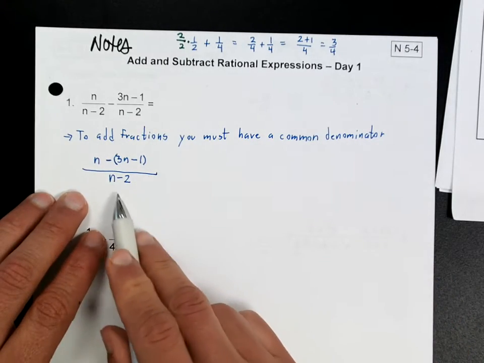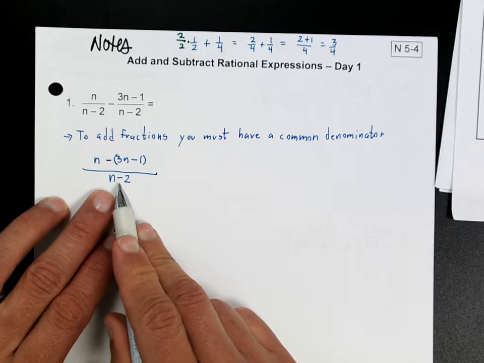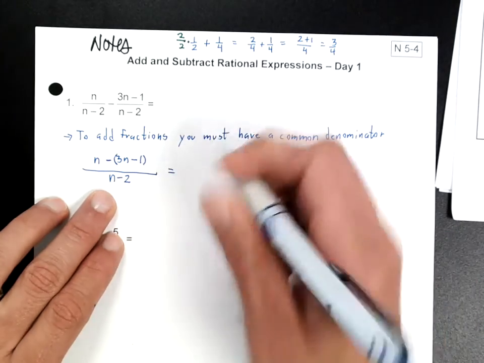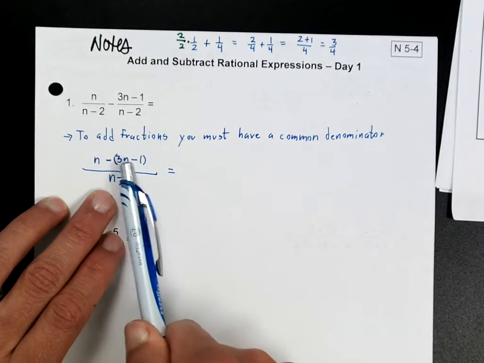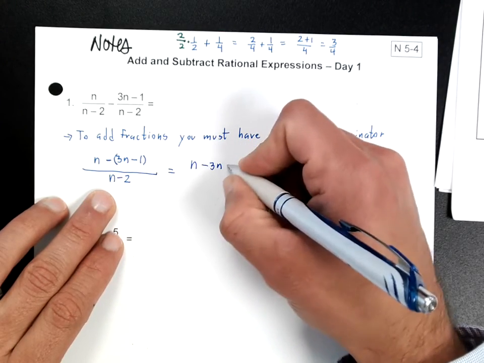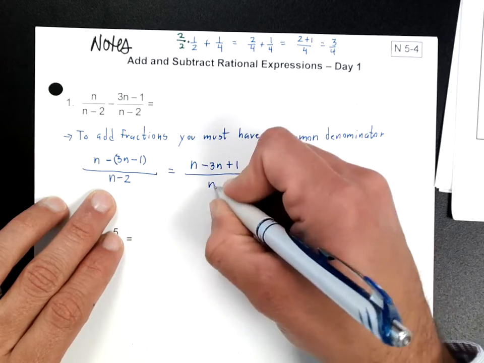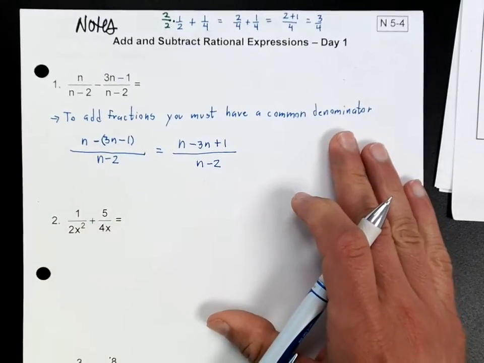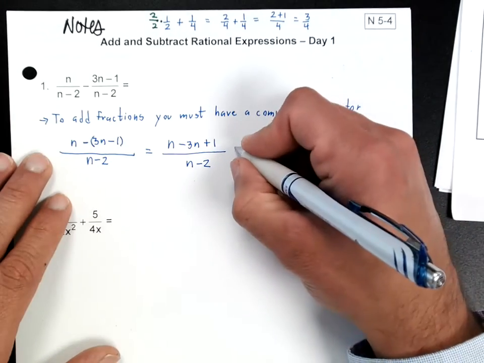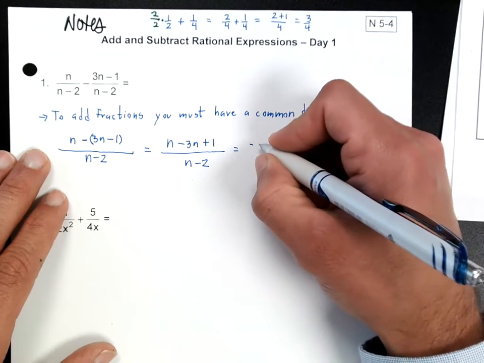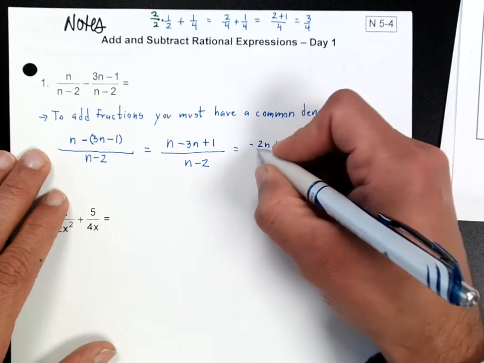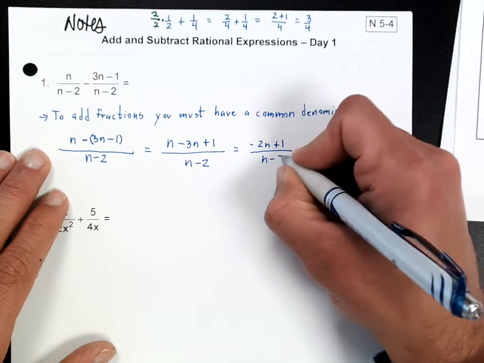Notice again that I'm not writing the common denominator twice. I'm only going to write it once, like I did here. Okay? And one more time, if I'm subtracting, I have to subtract this and that. So what that means here is that I'm going to switch the signs, not only on the 3n, but also on the 1. And then I add all the like terms in the numerator. Alright, so this would be negative 2n plus 1, all of that over n minus 2.